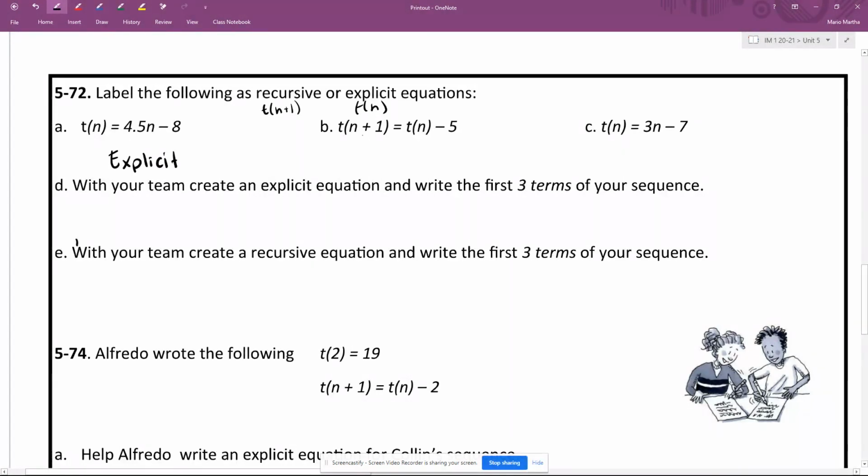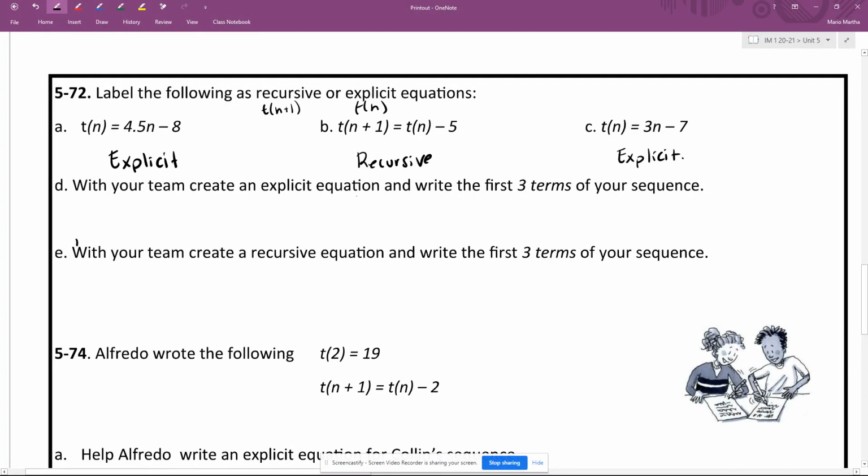The second one, we have t of n plus 1 equals t of n minus 5. So this would be recursive. And then the last one, you have t of n equals 3n minus 7. So again, there's no t of n plus 1 in here. So therefore, this is explicit.